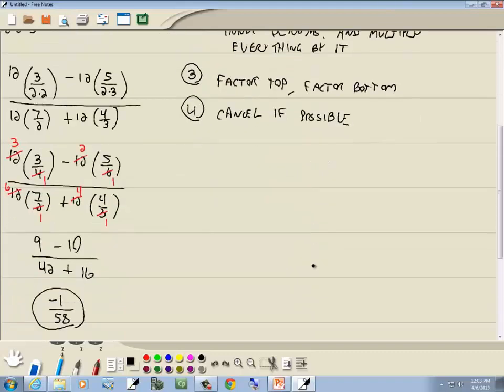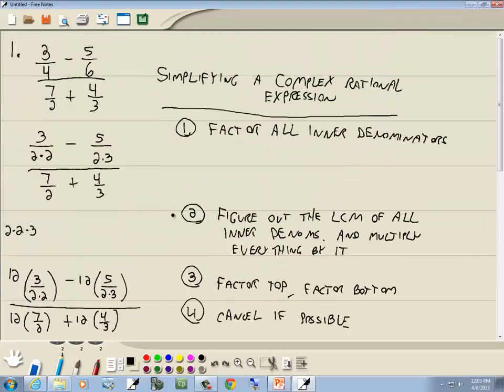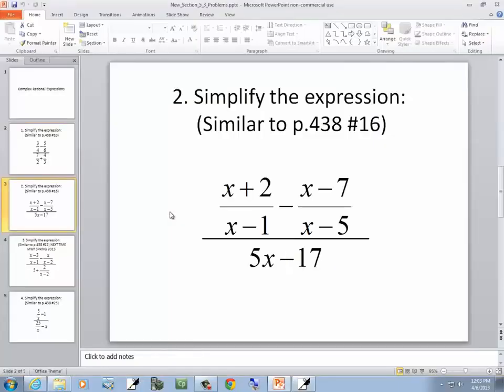Well, as I look at this one down here, obviously I'm not going to be able to cancel anything with a 1, so that's why I didn't go further on that. Let's take a look at our second problem.